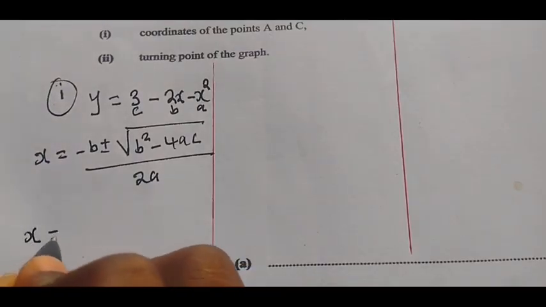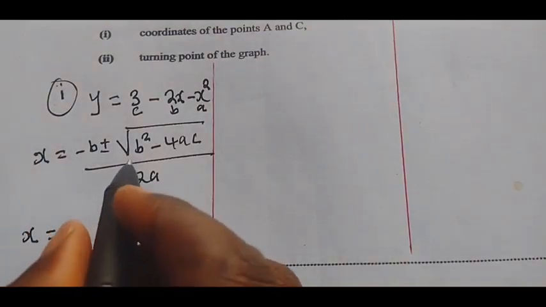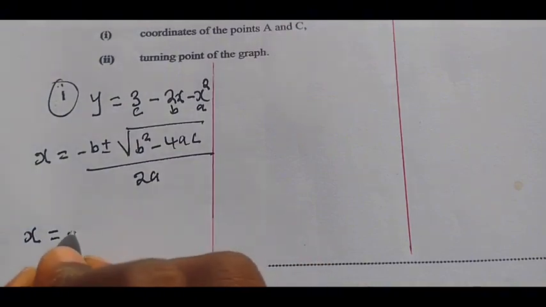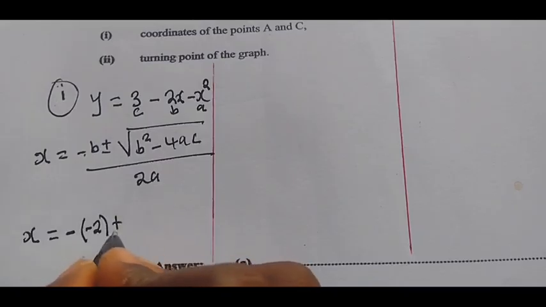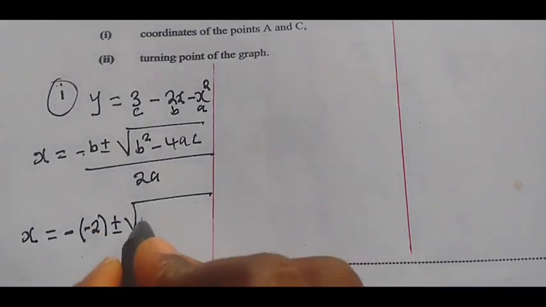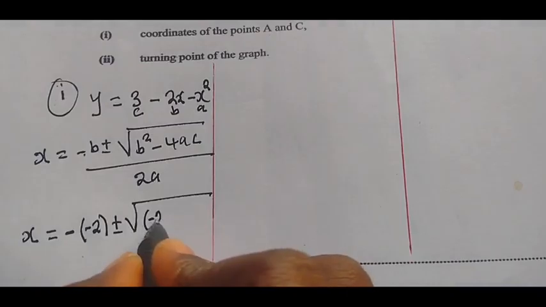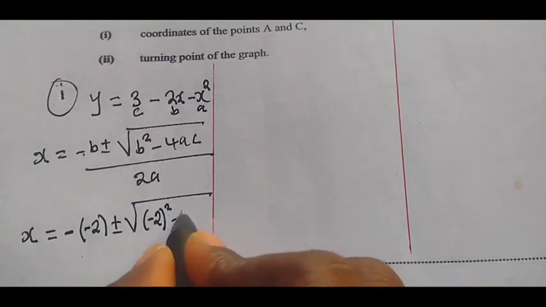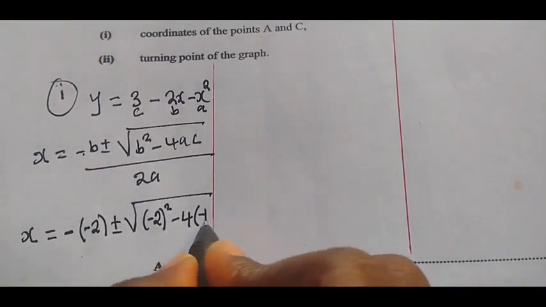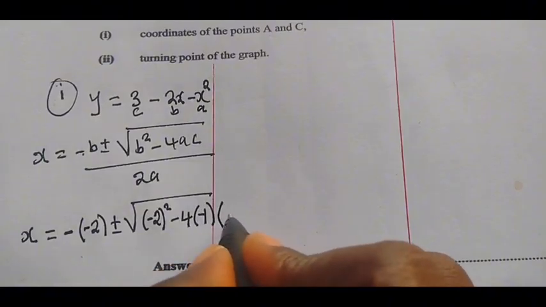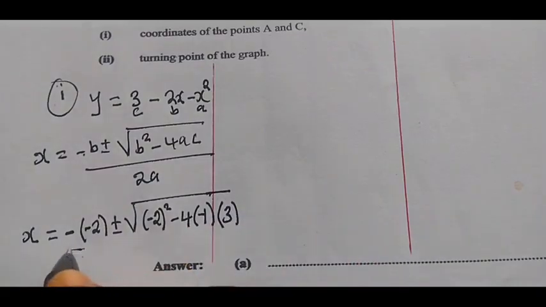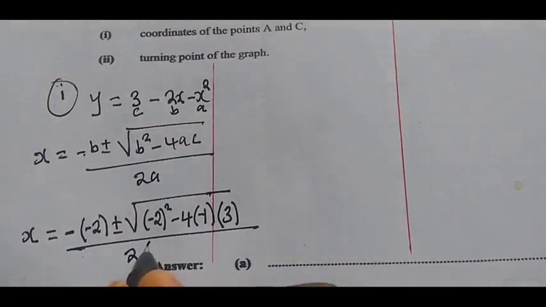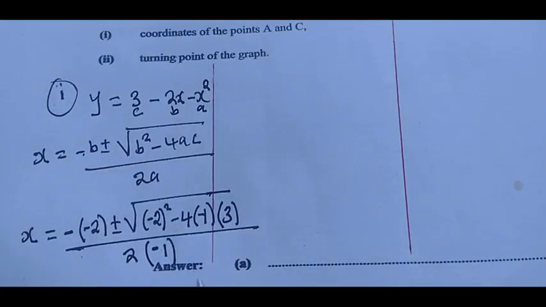We're going to have x is equal to, so b I've said is negative 2 right there. So it will be negative, which is this one outside, and then we put negative 2 in brackets, plus or minus the square root of negative 2 squared minus 4. My a is negative 1, then my c will be 3 like this. Okay, then we say over 2, then what is our a? It's negative 1 right here like this.